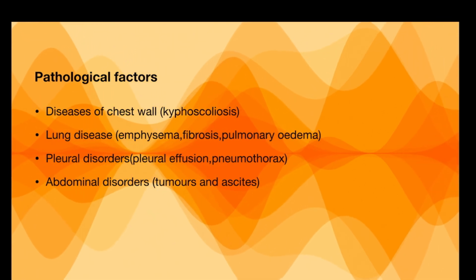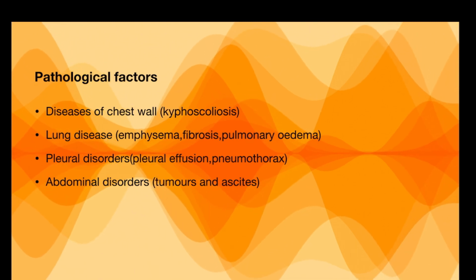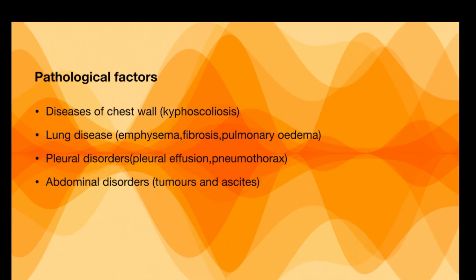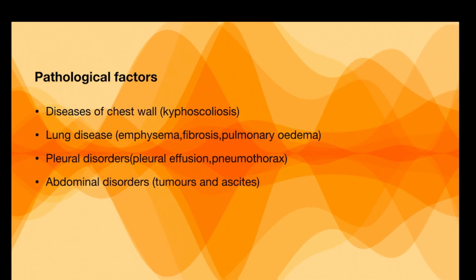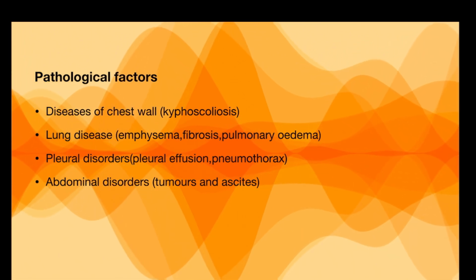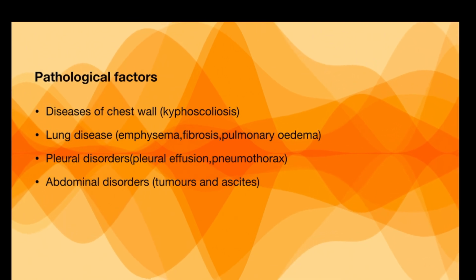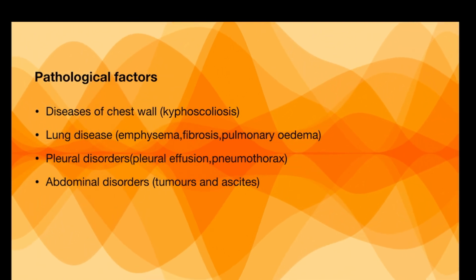Pathological conditions which can reduce the vital capacity are diseases of the chest wall like kyphoscoliosis, lung diseases like emphysema, fibrosis, pulmonary edema, pleural disorders like pleural effusion, pneumothorax, or abdominal disorders like tumors and ascites.